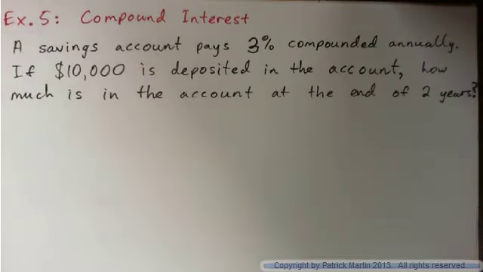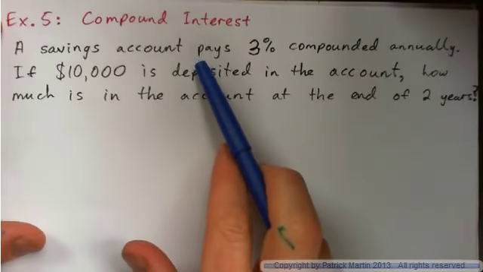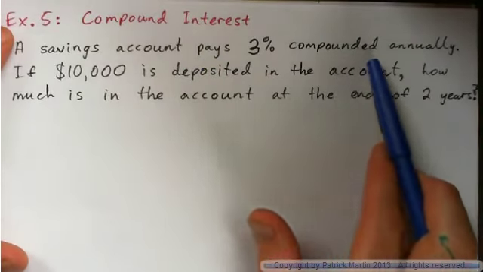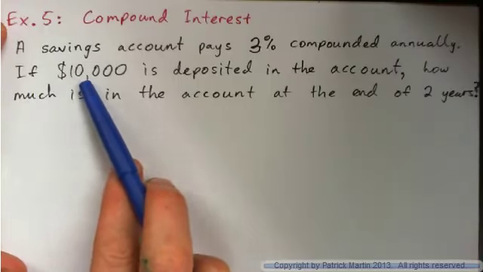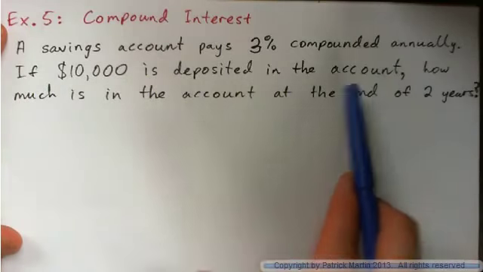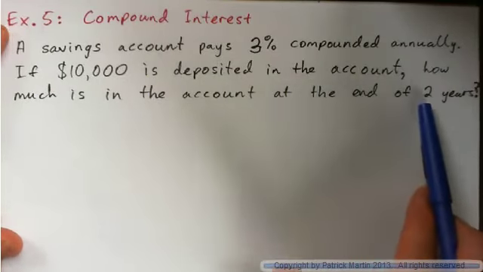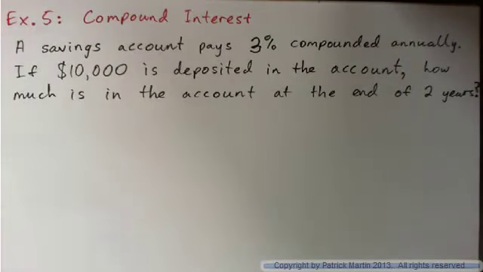In this video we're going to look at a compound interest question. A savings account pays 3% compounded annually. If $10,000 is deposited in the account, how much is in the account at the end of 2 years?